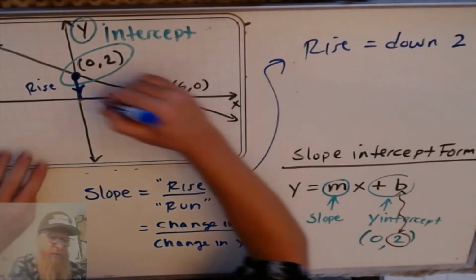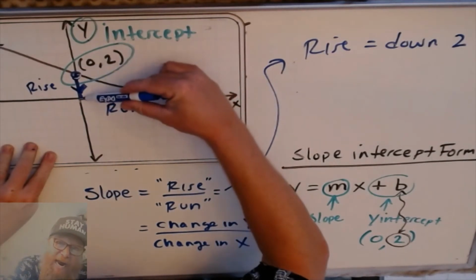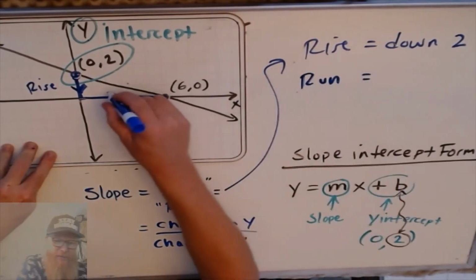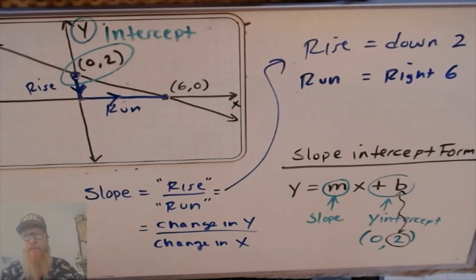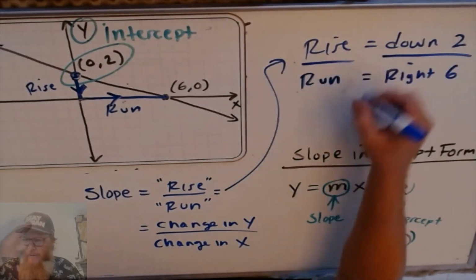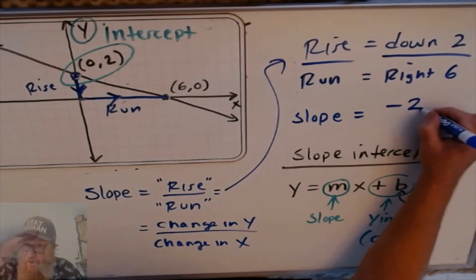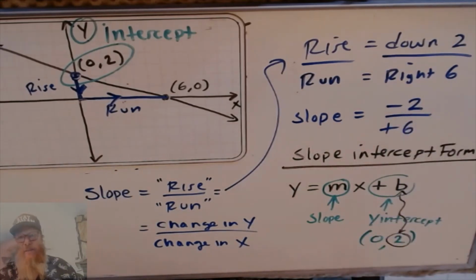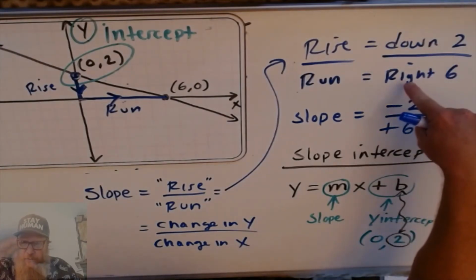Down 2 units. You're starting at this point and you're going down 2 units. And then the run is going to the right 6 units. So when I do my slope, it's -2 over +6. Down is negative, right is positive.